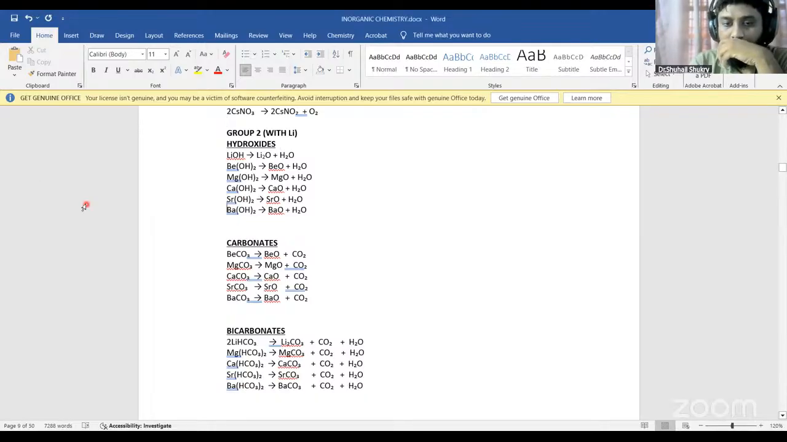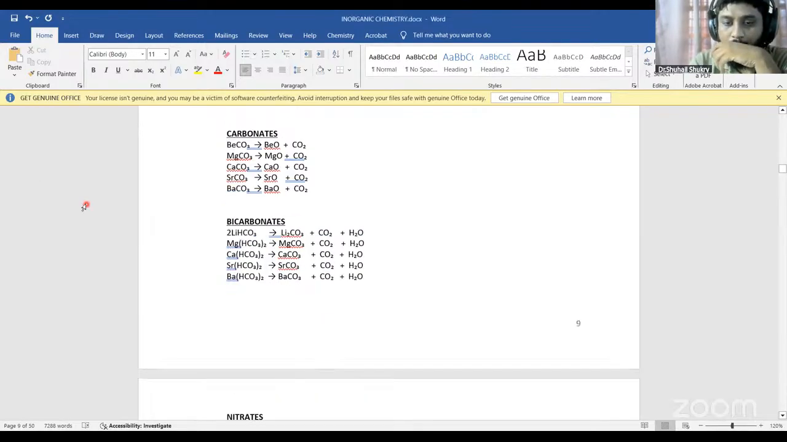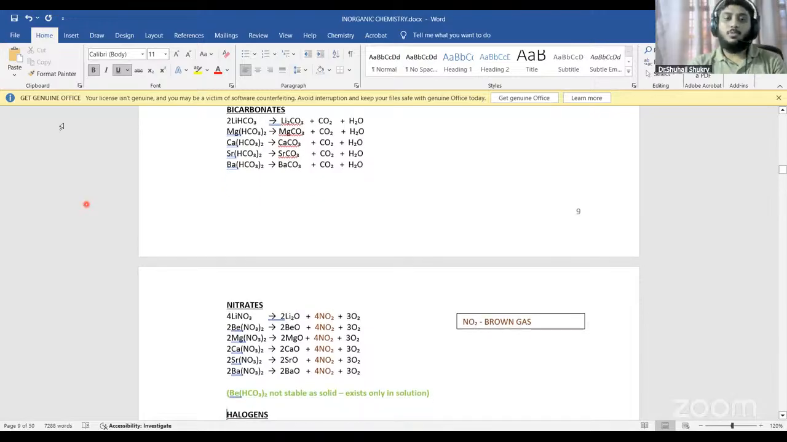Write for nitrates what happens when you heat nitrates, group 2 nitrates.